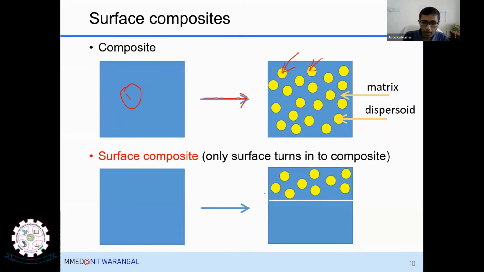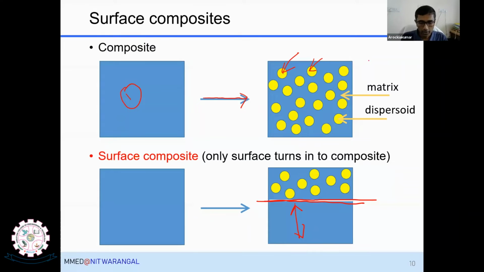Why? Only part of the material, only the surface of the material, is turning into a composite. The rest of the material is the same as your starting material. So this is what is called a surface composite. This process is really good. FSP is, in fact, an established method to produce surface composites.